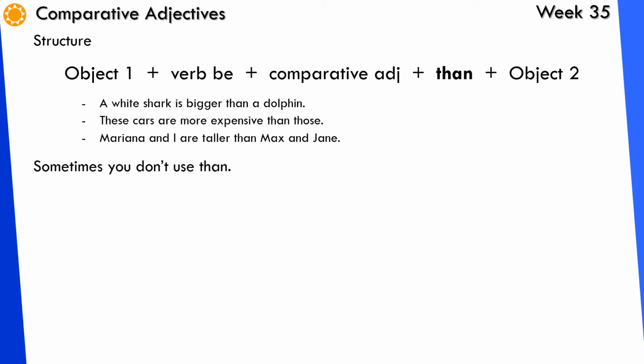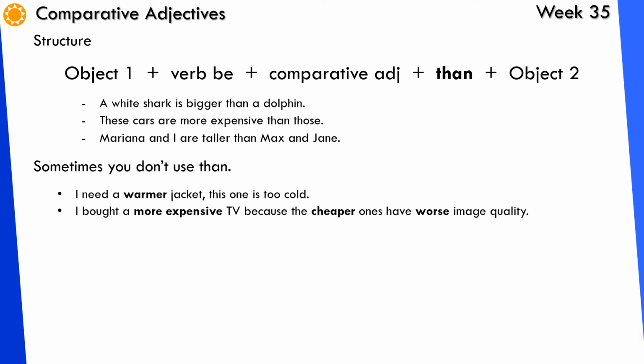Sometimes you don't use than. Look at these examples. I need a warmer jacket. This one is too cold. I bought a more expensive TV because the cheaper ones have worse image quality. In these examples, the word than is not used, but we still have comparative adjectives.